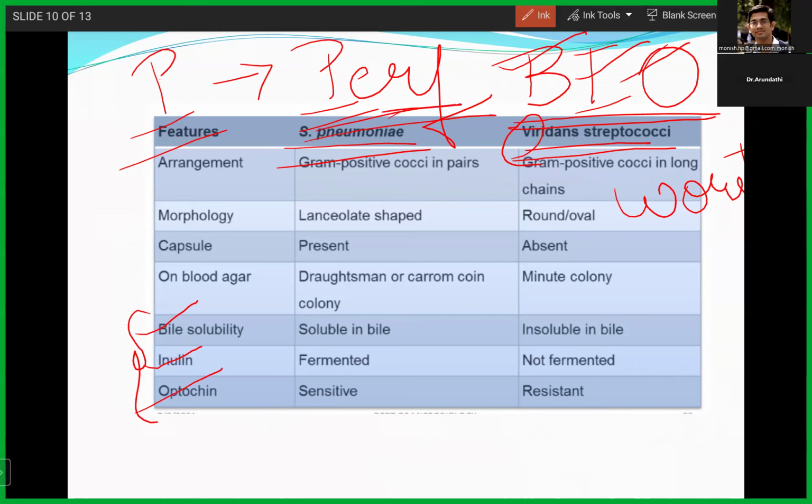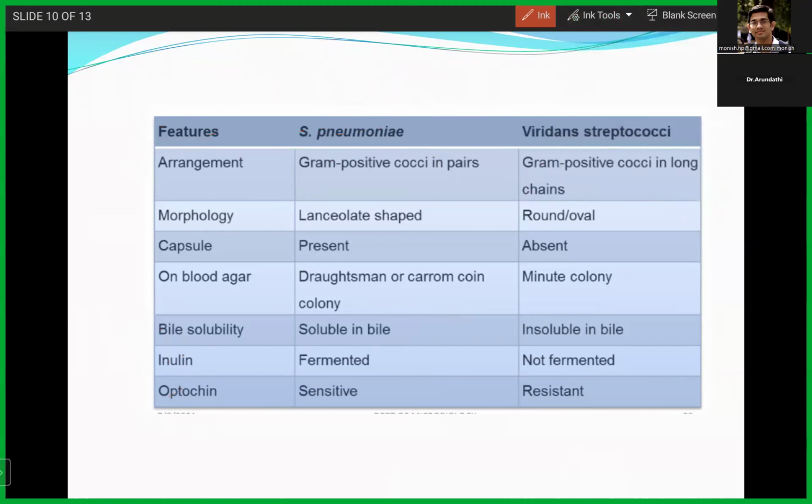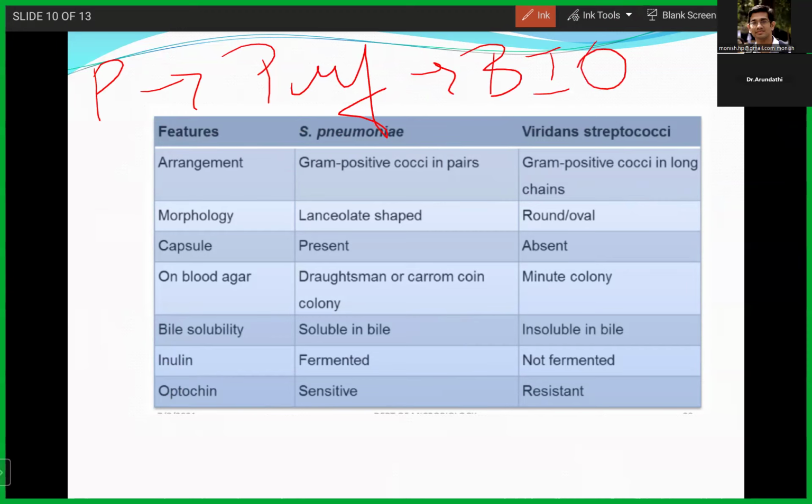Perfect means everything is positive. It is soluble in bile, it ferments inulin, it is sensitive to optochin. Is that clear? So how do we remember these biochemical reactions? Pneumoniae is perfect in its biochemical reactions. That is bile solubility: if you add 40% bile, the organism gets solubilized, that is, it just dissolves because of autolysin. Then inulin fermentation. Do you know what inulin is? Inulin is a sugar.